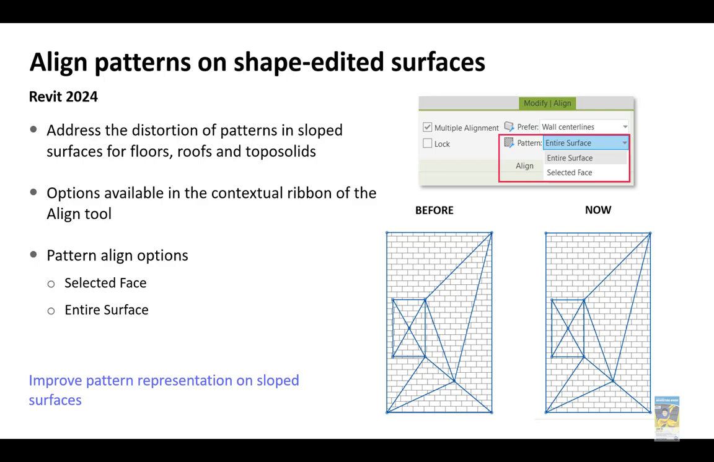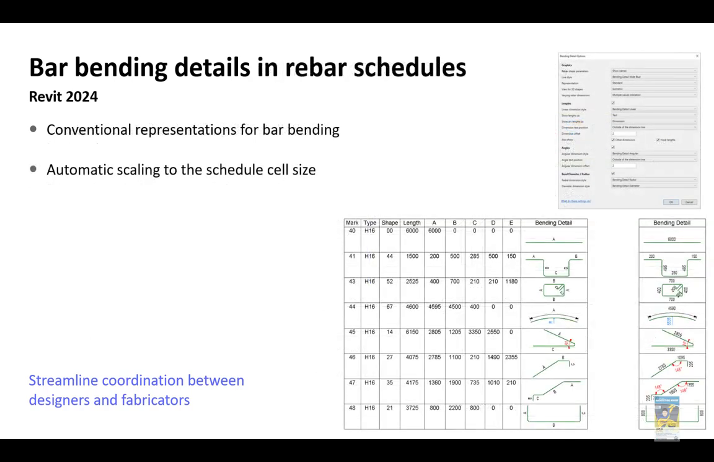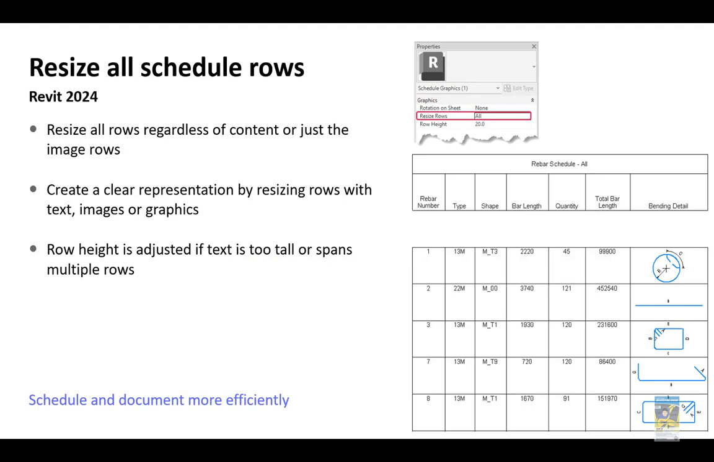You can align patterns for your shape editing surfaces. Bar bending details on reinforcement drawings have also been updated as well. You have conventional representation of bar bending and automatic scaling to the schedule cell size for bar bending details. You have 2D element draw orders in 3D families as well. Then you have resizing of your schedule rows.